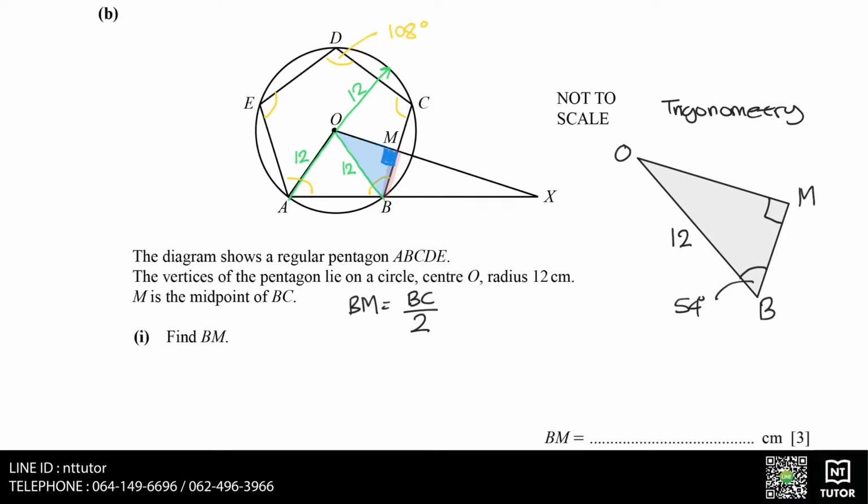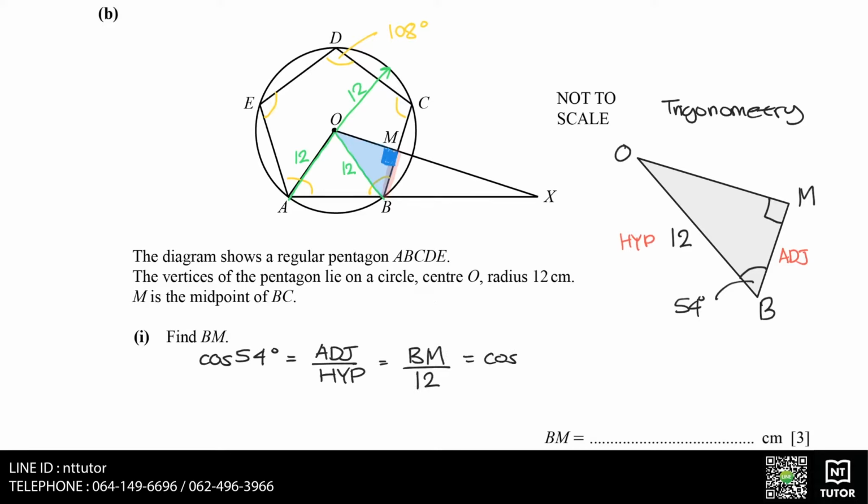So we have an angle, we have the hypotenuse, and we want to find the adjacent side. So we will be using cos 54 equals adjacent divided by hypotenuse, which equals BM divided by 12. And we can use this to find BM because BM will equal 12 multiplied by cos 54.